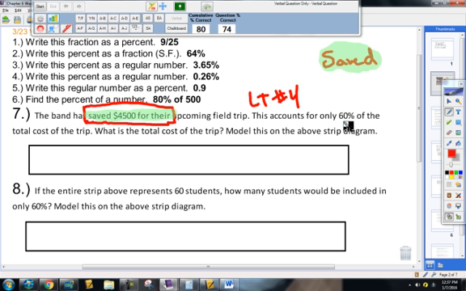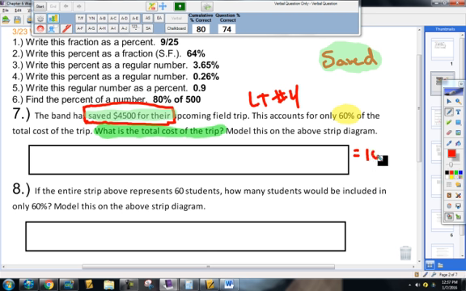This accounts for only 60% of the total cost. Do you guys think that's important? Obviously. The percent's always important. Now it says, what is the total cost of the field trip? Do you think that's important? Okay, so that's what I would call the real information. So that's obviously important. That's the question it's asking. We want to somehow, from the strip diagram, figure out how much their trip costs in total. Now, what do I know about this strip diagram right away? What's the first thing that I should know about it right away? Yes?